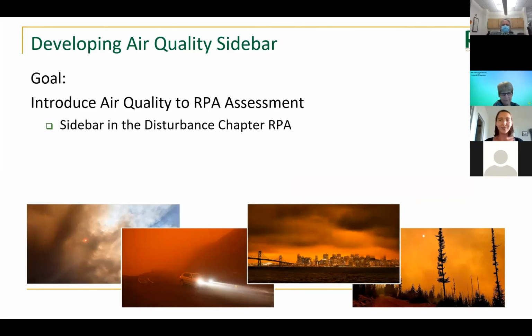And the way we're doing this is through a sidebar in the disturbance chapter of the RPA, which I referenced before. It's a new chapter in this cycle of the RPA assessment, and we're excited to have it in there. And we're also excited to have this, although it's short, it's just a sidebar, just a couple of pages, to begin to introduce this concept more explicitly.